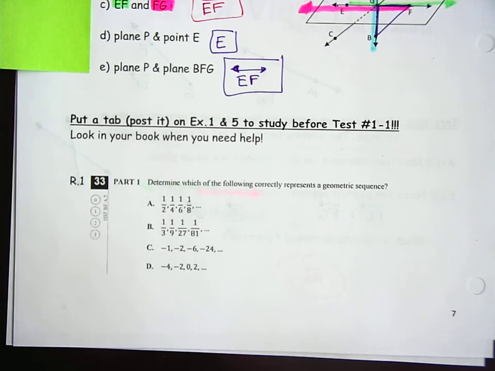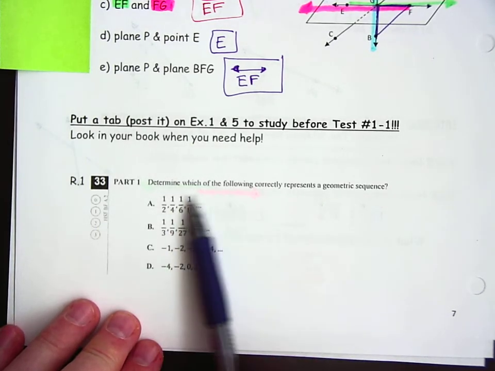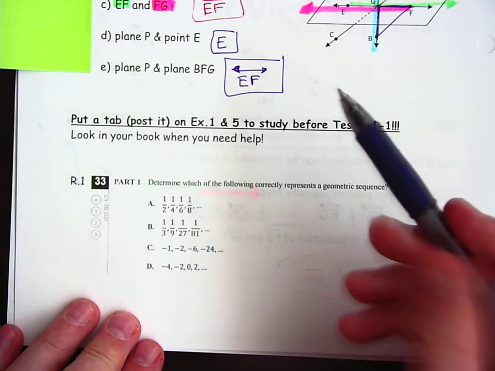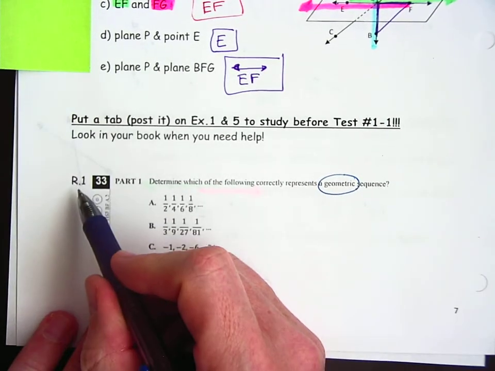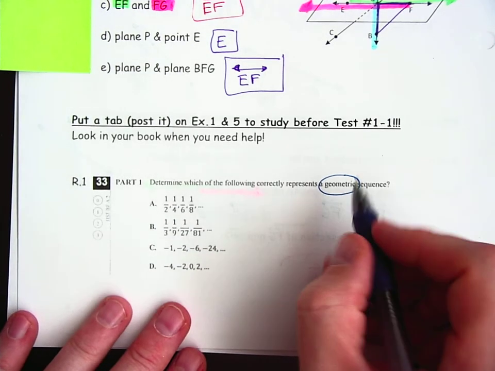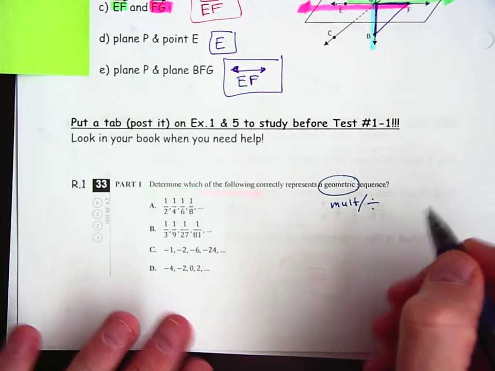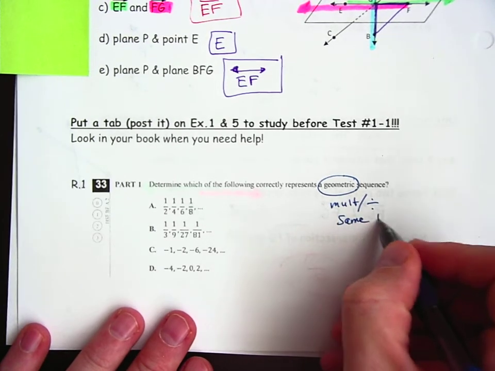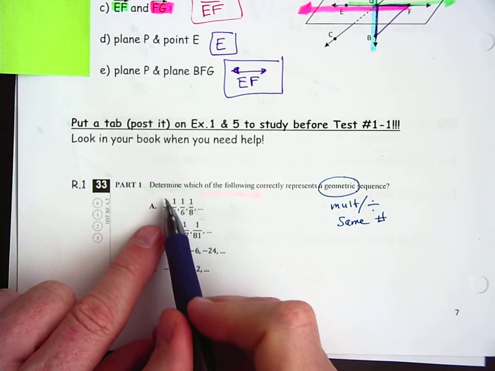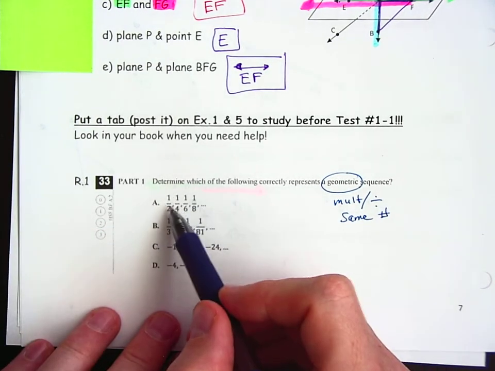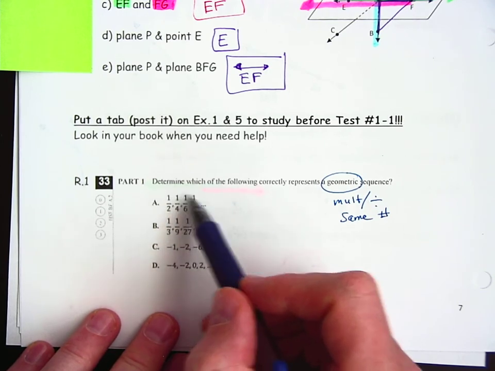Okay. This is from some test. I can't remember what the test was, but determine which of the following represents a geometric sequence. So remember what we said about geometric sequences. So R means review, so this is a review question. So geometric means if we're multiplying or dividing by the same number. So if we look at this pattern here, to go from 1/4 to 1/4, maybe you think, well, maybe we're multiplying by a half. 1/2 times 1/2 is 1/4, but 1/4 times a half is an eighth.